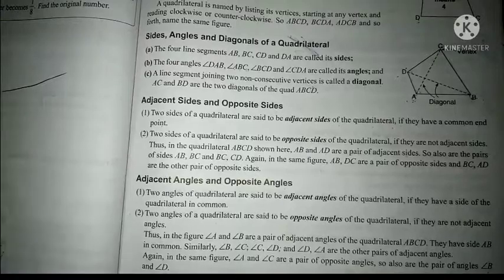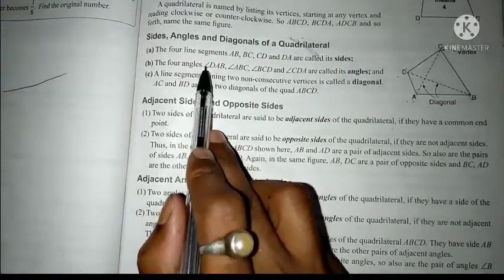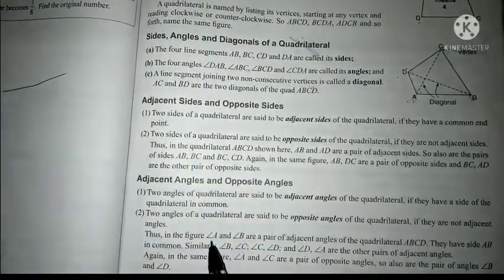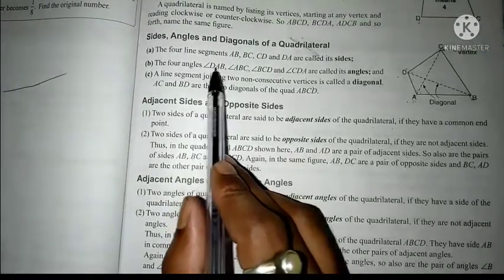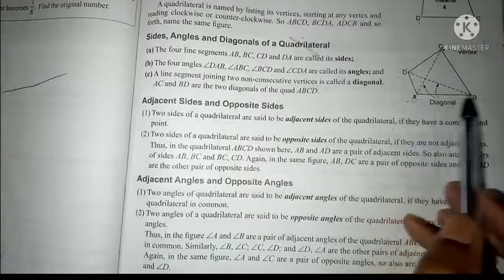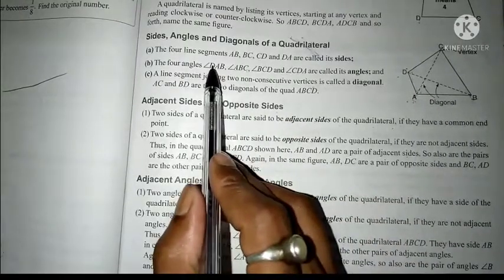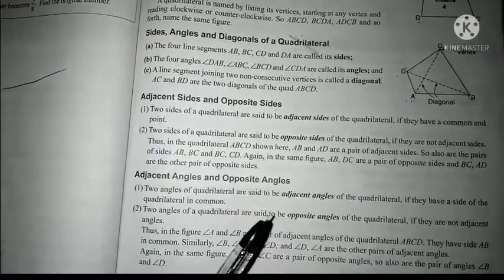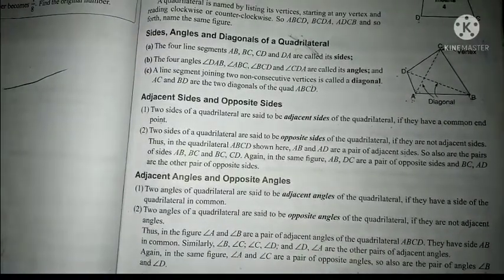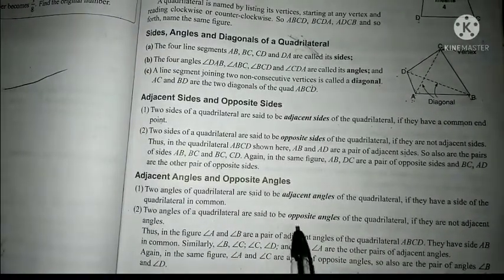Now one thing, don't get confused: here we are writing DAB, and we are also writing angle A, angle B. It is the same thing. As we are talking about angle DAB, in place of angle DAB, if you write angle A only, then also it is correct. Clear? So I have explained the opposite angles as well.